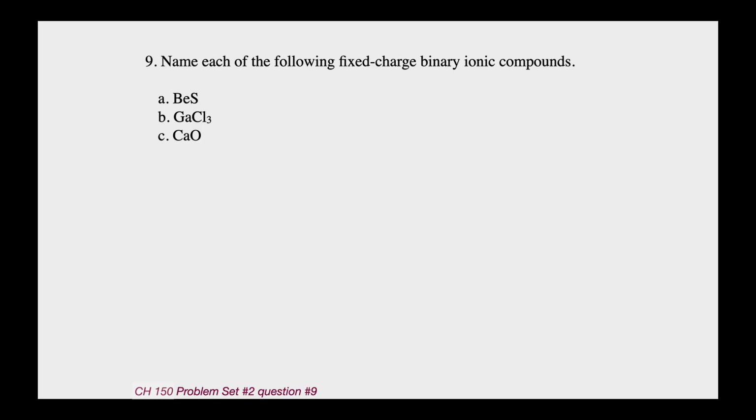So naming these is pretty simple. It's the name of the metal and the nonmetal with an -ide ending. So the first one, beryllium sulfide. The second one, that Ga is gallium, and Cl would be chloride. So it'd be gallium chloride. And the last one, calcium oxide. So naming these is pretty simple, all right? Metal plus nonmetal as -ide. Don't need to add Roman numerals, Greek prefixes, anything like that.